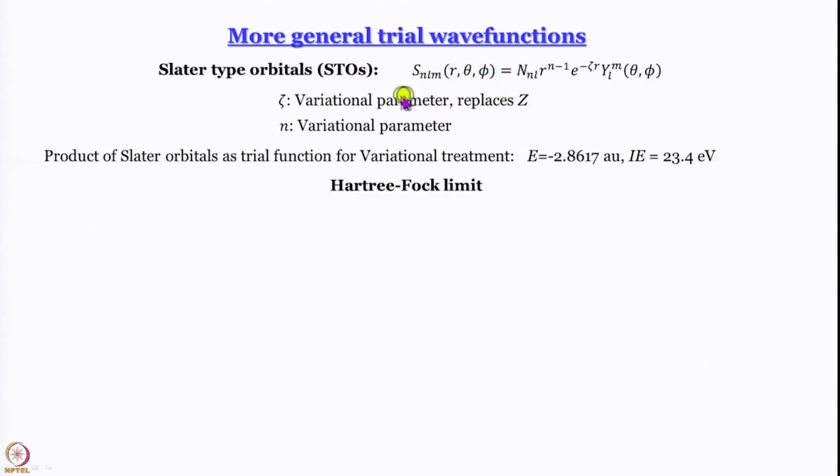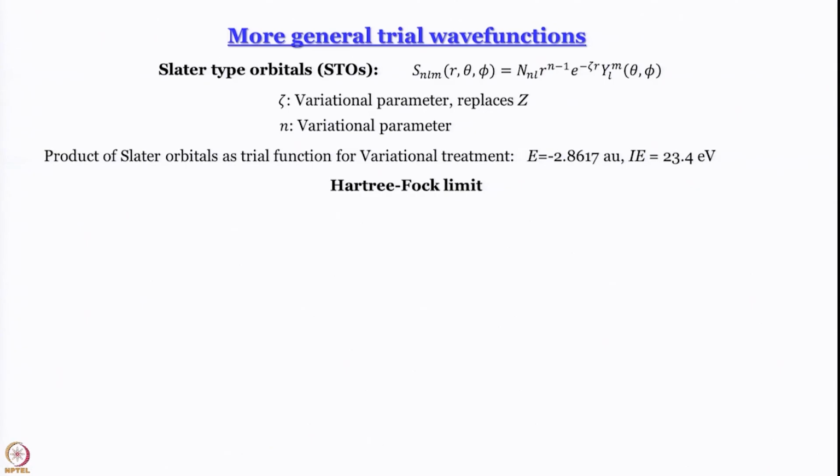We could write them in terms of x, y, z, but as we know it makes more sense to write them in terms of spherical polar coordinates. It is easier to handle that way, and that turns out to be a normalization constant multiplied by r to the power n minus 1 multiplied by e to the power minus zeta r. Instead of Z we have written zeta, where zeta is a variational parameter, and that is multiplied by an angular part. So, we have something similar to the hydrogen atom wave functions.